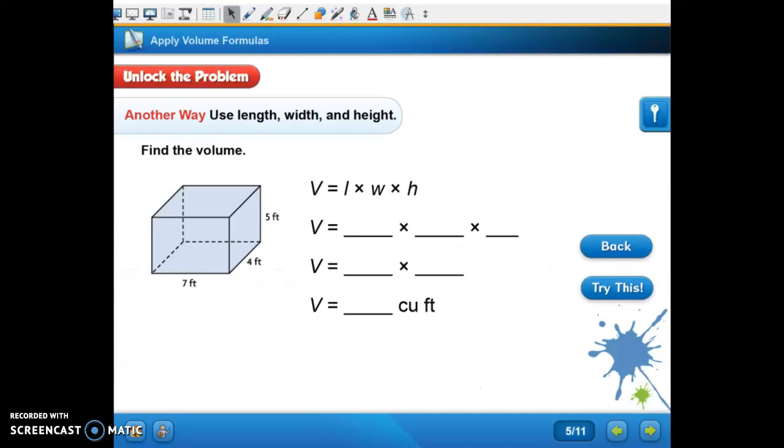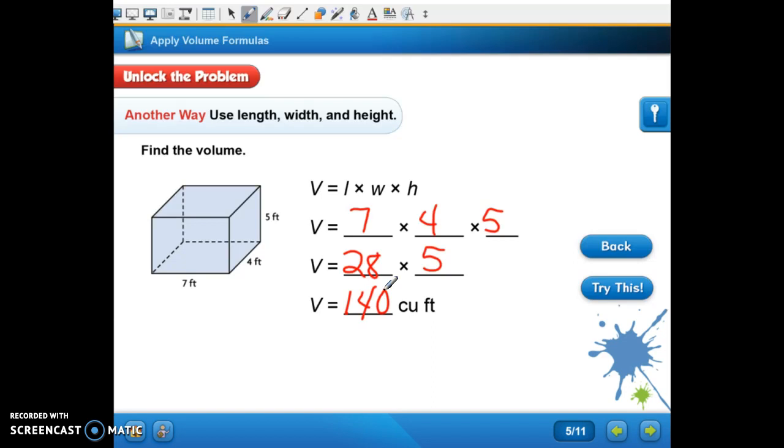Okay, so here's another way. We're just going to use the volume formula. Length times width times height. Again, our length is 7, our width is 4, and our height is 5. 7 times 4 is 28. Now this one's going to be a little harder, but what's 5 times 20? 100. And 5 times 8? 40. And 100 plus 40 is 140. 140 cubic feet.